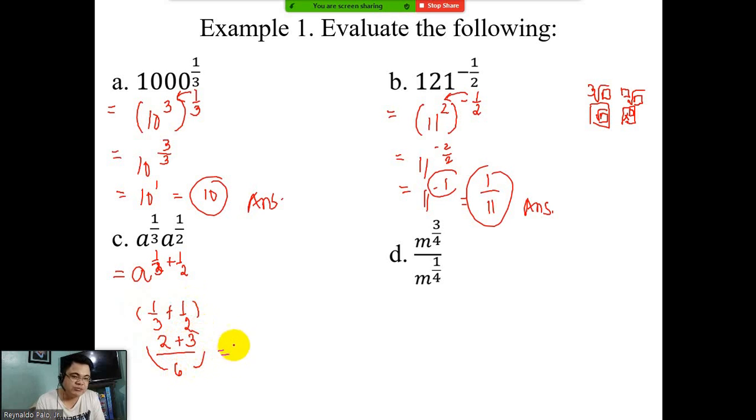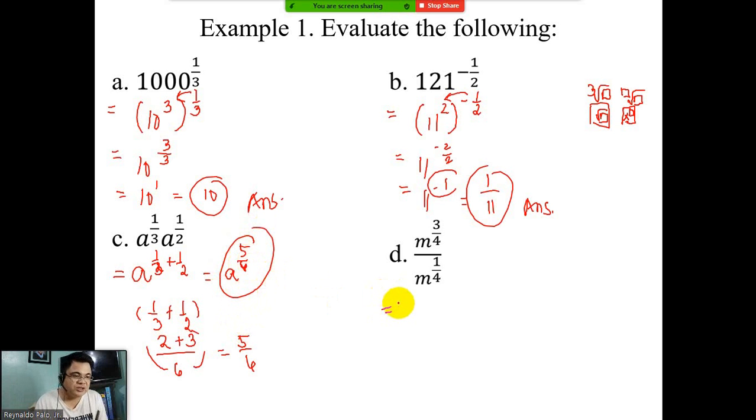Then that's the time that we can actually simplify. 2 plus 3 is 5/6. So the answer here is a raised to the power of 5/6. We cannot simplify this anymore. There's no problem because it's not the denominator with the rational exponent, so it's a whole number. So the answer is a raised to the power of 5/6.